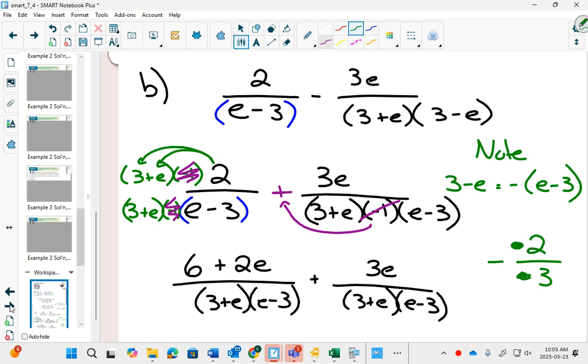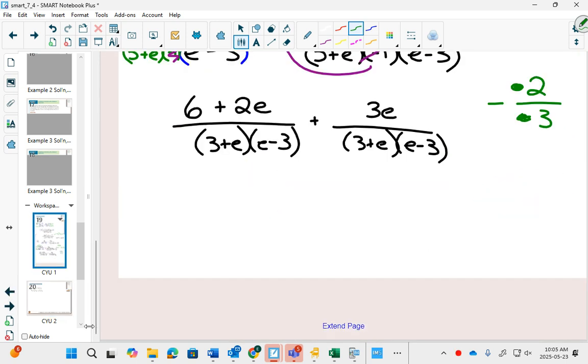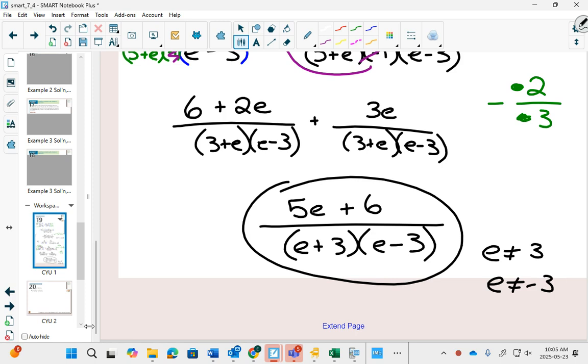Now we have a common denominator. There we go. Now we have a common denominator, and we can write it all over one fraction. I'm going to write the e plus 3 in that way. E plus 3, e minus 3, just feels better. And do I have any like terms on the top? Sure do. 2e plus 3e will be 5e, and then I have plus 6. Top can't be factored anymore. This question would probably list the non-permissible values at the bottom. And when our answer is a single fraction in lowest terms, we're done the question.